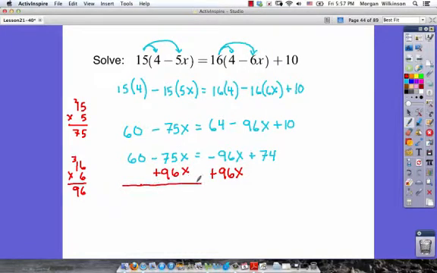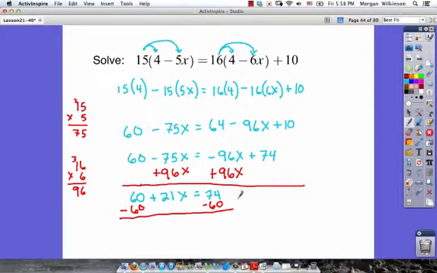When we do that operation, well, we have no more x's on the right hand side. That's good. We're going to get 60. Let's use the blue color still. 60. And then we have negative 75x plus 96x. That's going to be plus 21x is equal to 74. We're trying to get the x's by themselves, so we've got to undo the addition of 60. To undo addition of 60, let's subtract 60. Because 60 minus 60 is 0. We're going to subtract 60 here as well.